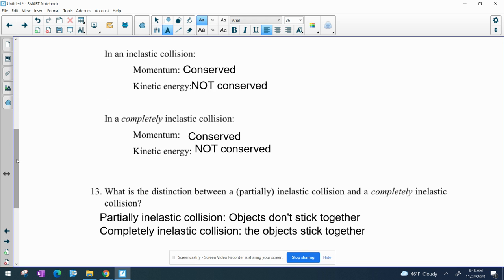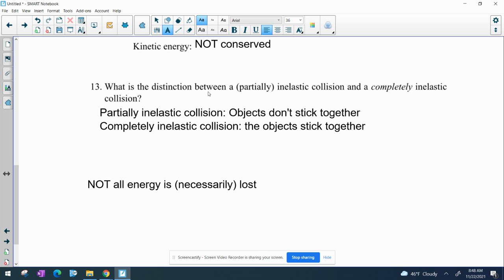There's no distinction between a completely inelastic collision and an inelastic collision in terms of the amount of kinetic energy that is lost. Technically, a completely inelastic collision has the maximum amount of kinetic energy lost to other forms, so sound or heat, but it doesn't necessarily have to be zero. So if your objects stick together, they can keep moving. They don't have to just stop as soon as they collide in a completely inelastic collision.